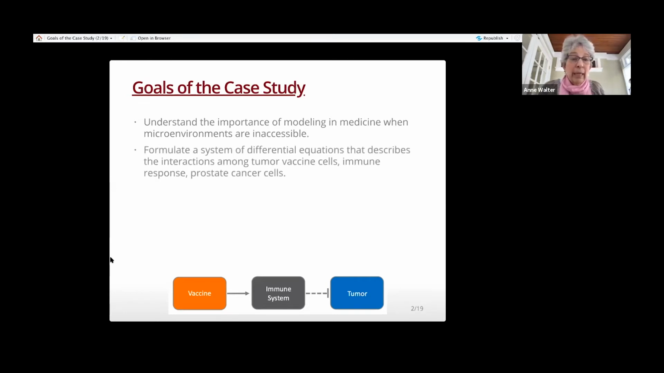To carry on, we first have to describe this system by formulating the differential equations that can tell us something about the tumor, the vaccine cells, and the immune response, and the prostate cancer cells in this particular model.